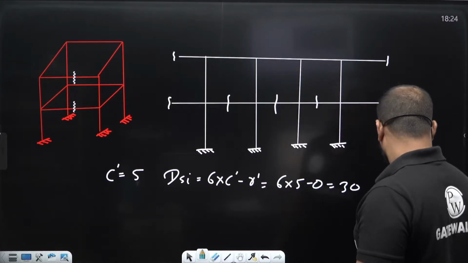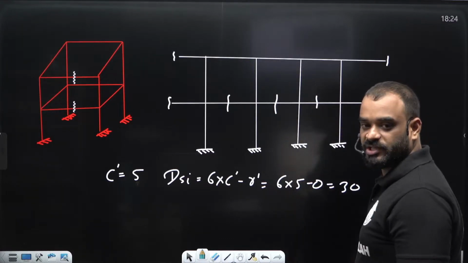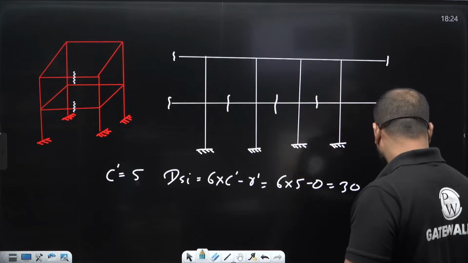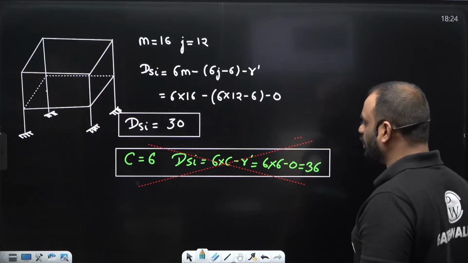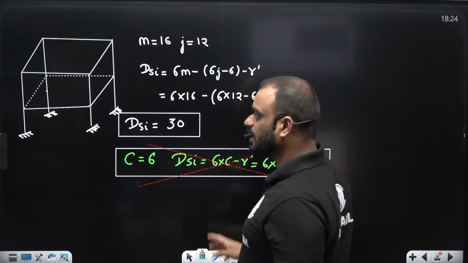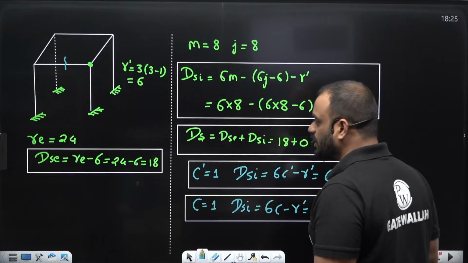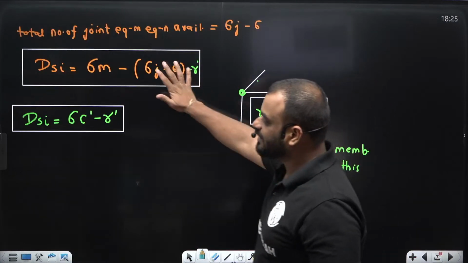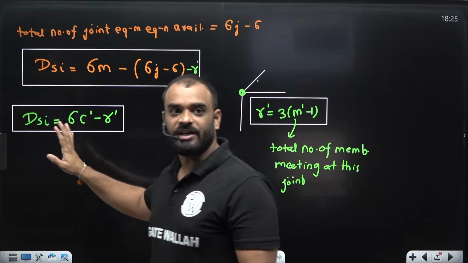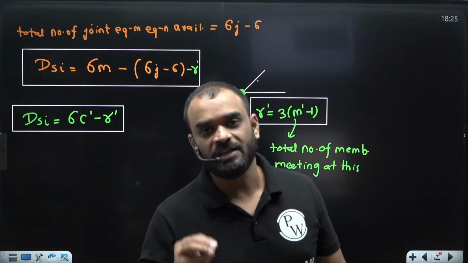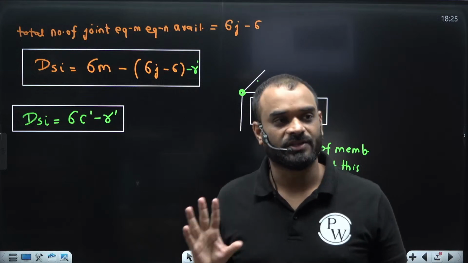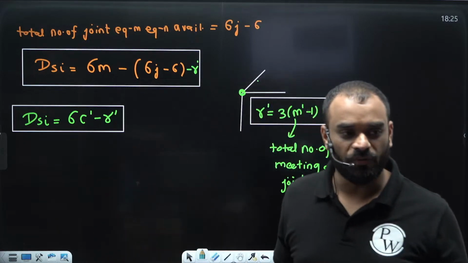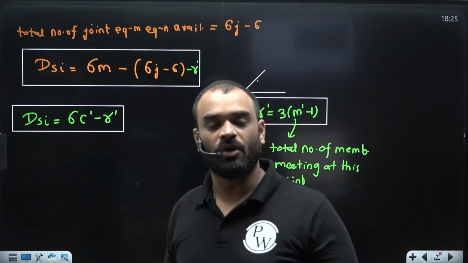Okay guys, so let's continue our session. Now you are able to understand why I'm saying to avoid the closed loop formula in case of a 3D structure. So try to use only the member concept and the cut concept to find out the value of DSI in case of a 3D rigid jointed structure. I hope it is crystal clear to all of you, and there is no doubt related to this part.